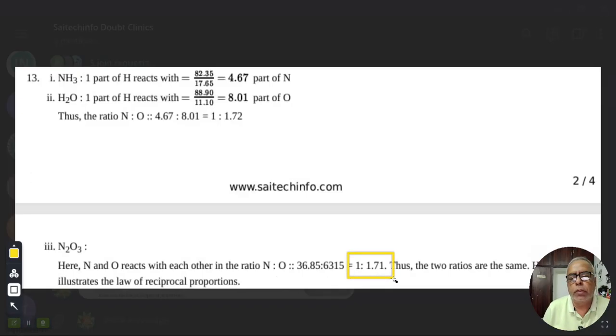Okay, so we have to note down these important two ratios. These two ratios are equal. Okay, and that's what illustrates the law of reciprocal proportions. So we can state that the law of reciprocal proportions is verified with this.